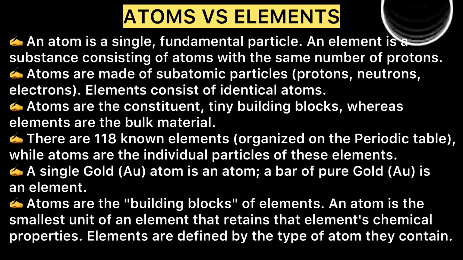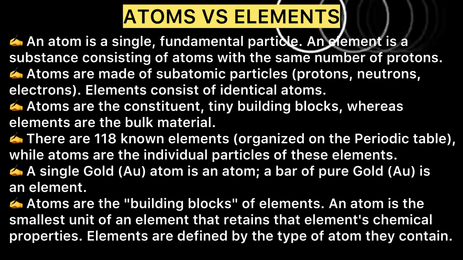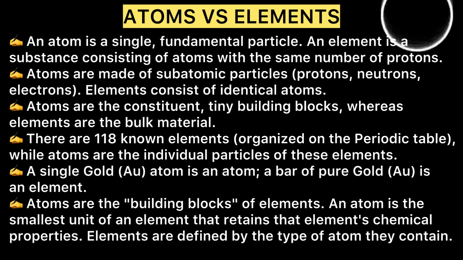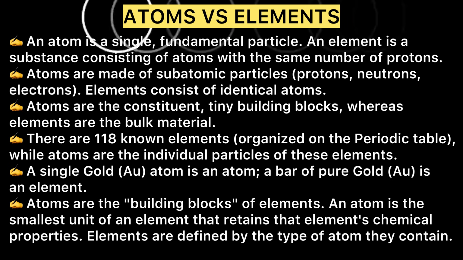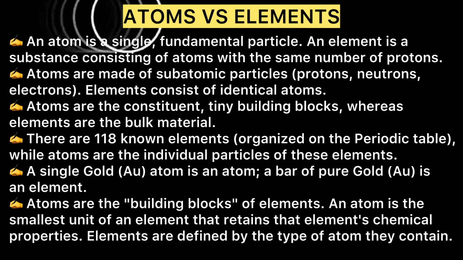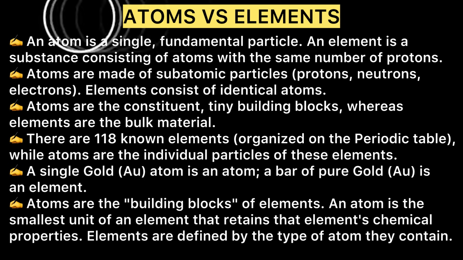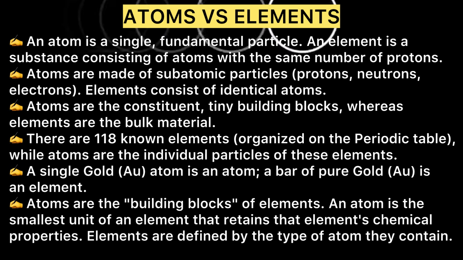I think this is the definition in many of the O-level textbooks, that an atom is the smallest particular unit of an element that retains that element's chemical properties. While elements are defined by the type of atom they contain. So if we have chlorine element, it's because it contains chlorine atoms. Hope you get. So atoms are the building blocks of elements.